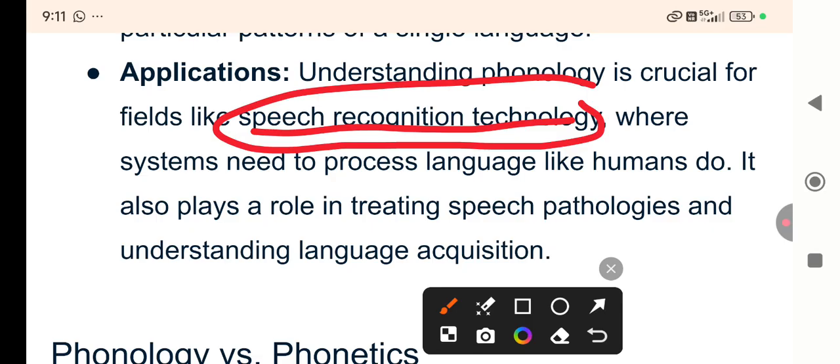Which is very important, and phonology is very important, because if you are speaking properly, only then will that recording, your sound, be converted into words properly, right? It also plays a role in treating speech pathologies, right? And understanding language acquisition. So speech pathology means how speech is very clear. That is why typing must match what you speak; your phone will receive it like a human brain receives it, and then it will type. So that is very important.